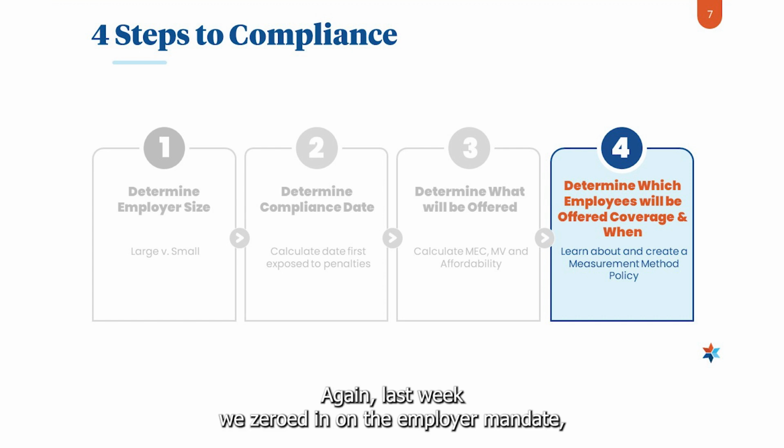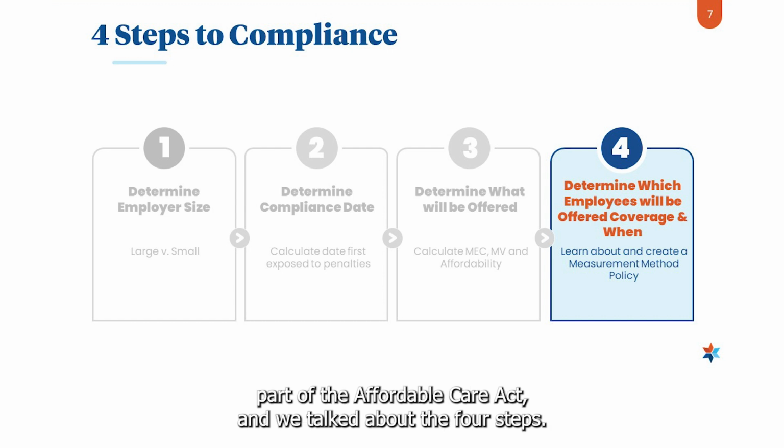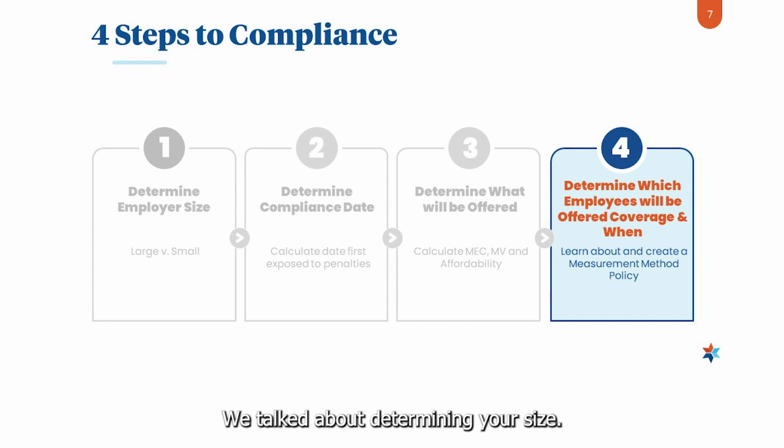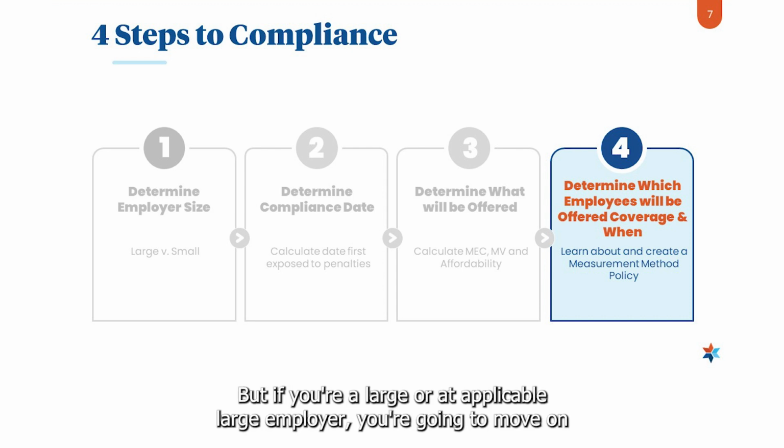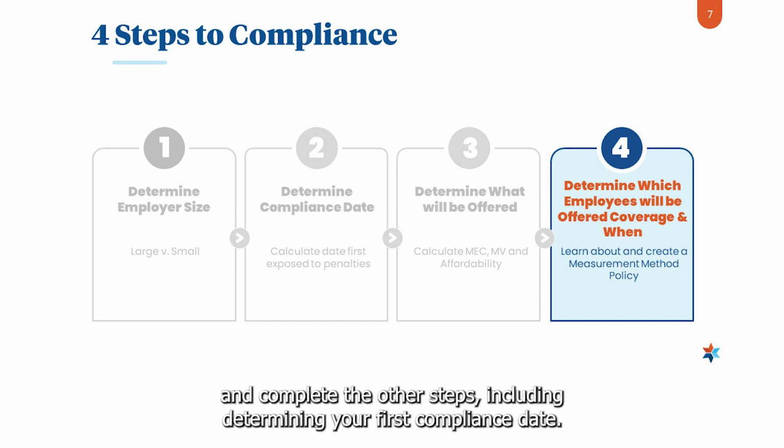Again, last week, we zeroed in on the employer mandate part of the Affordable Care Act. And we talked about the 4 steps. We talked about determining your size. And if you're small, you're just going to repeat step 1 in that process every year. But if you're large or an applicable large employer, you're going to move on and complete the other steps, including determining your first compliance date.